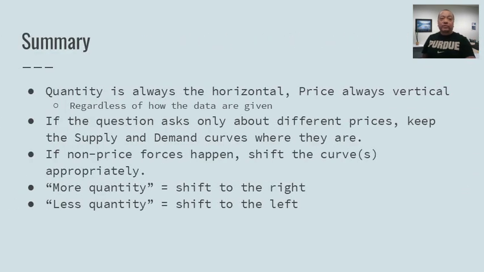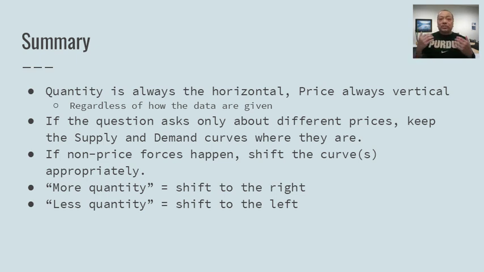Summary of everything we've learned so far. Quantity is always the horizontal. Price is always the vertical, regardless of how the data are given. Like I said, this is opposite of how data tables are given in an algebra class. You need to watch out.